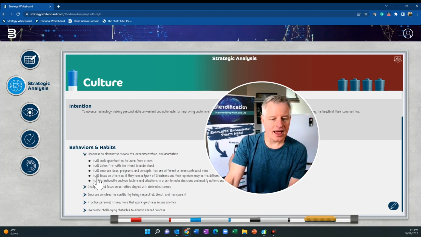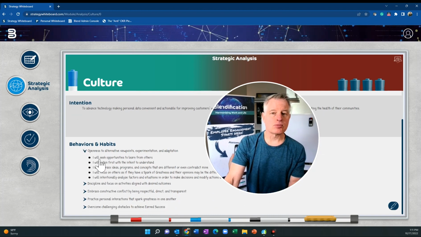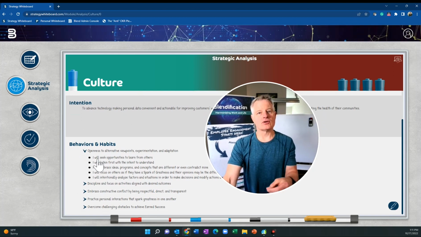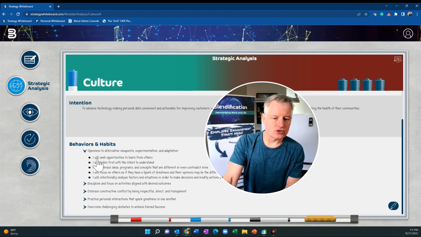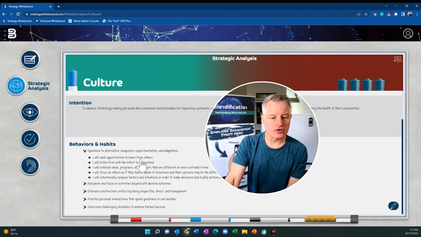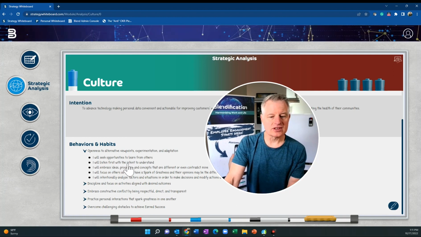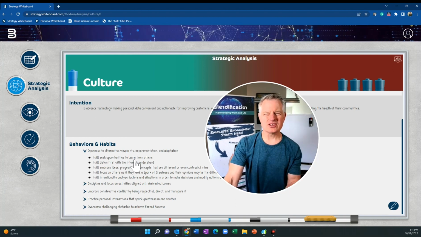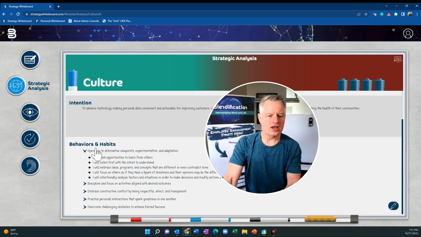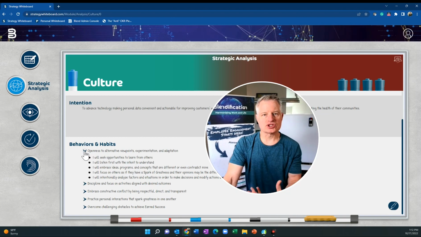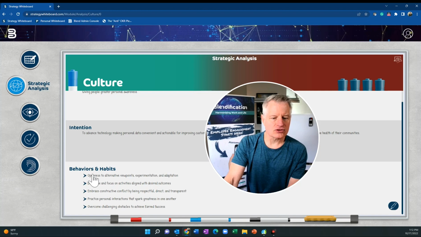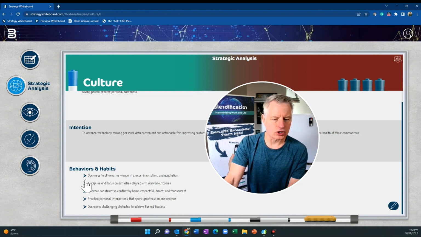And if we expand that out, that behavior is then supported by some specific individual habits that then come together to create an organizational habit. So these 5 habits, the first one is I will seek opportunities to learn from others. I will listen first with the intent to understand. Now, these are specific habits, meaning we need to practice them over and over again. So the construction of a culture really begins with identifying your behaviors and habits, your intention and your cause, and working through that.